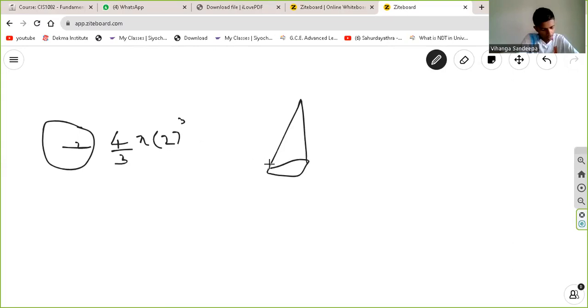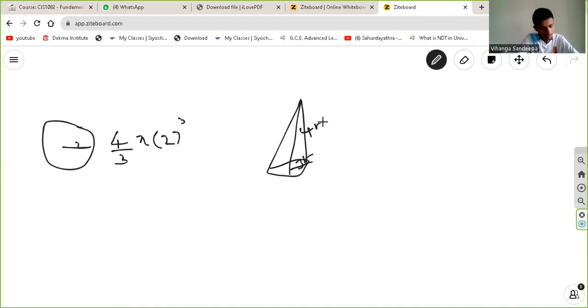Such that the ratio of base radius to the perpendicular height is 3 to 4. If the radius is 3r, then the perpendicular height is 4r. So the base radius of the cone that is made is, and find the value of it.